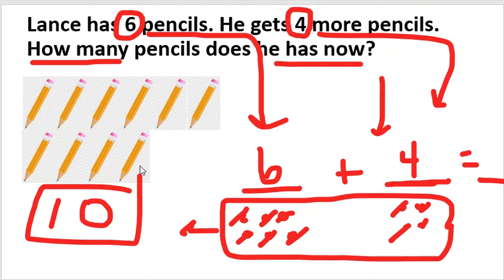Okay. So remember that when you have a word problem, the first step is to read the problem. You want to read it maybe 2 times, just to make sure that you understand it. The second step is to circle the numbers that you see in the word problem. The third step is to find keywords that tell you that you have to do addition, and then you just solve the problem.